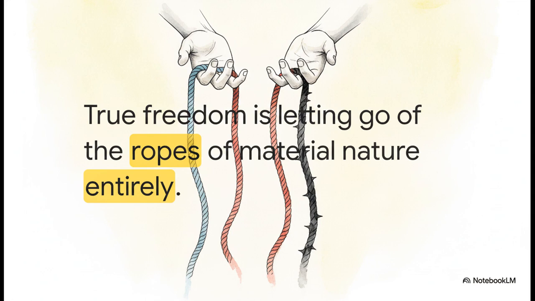But remember what Chapter 14 teaches us. Even the golden rope of Sattva is still a rope. True spiritual freedom, true immortality, is found when we finally look beyond the matrix, connect with the divine, and let go of the ropes of material nature entirely. Keep that thought with you today as you watch the gunas play out in your own life.